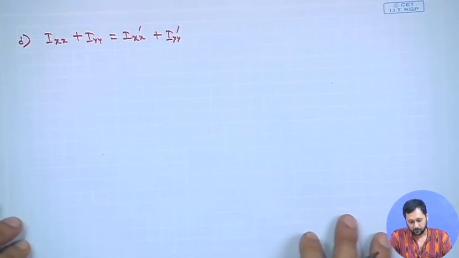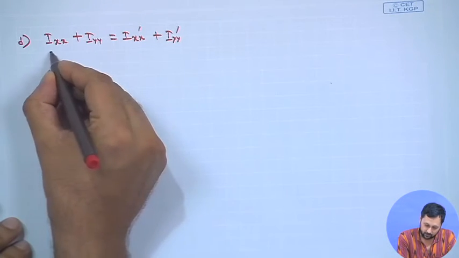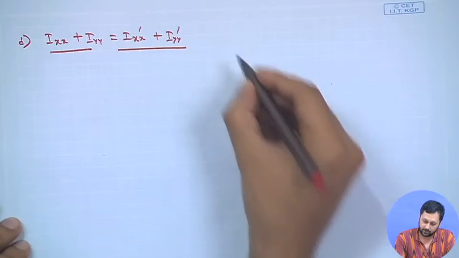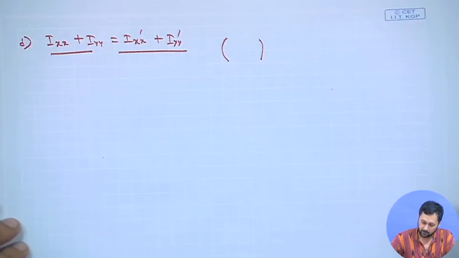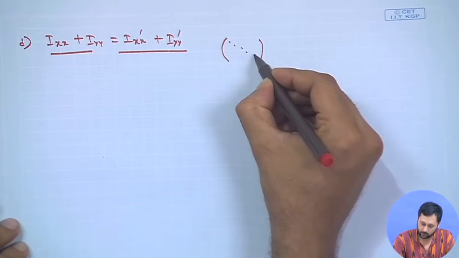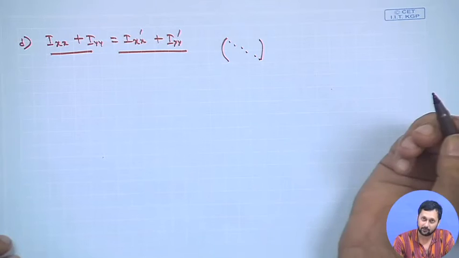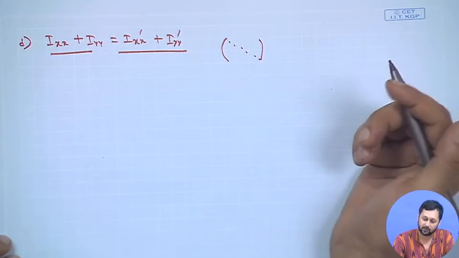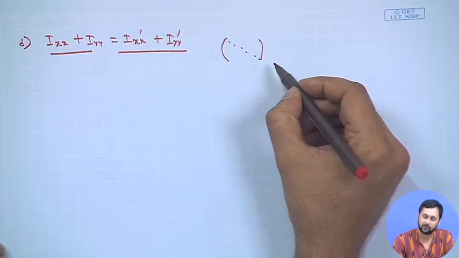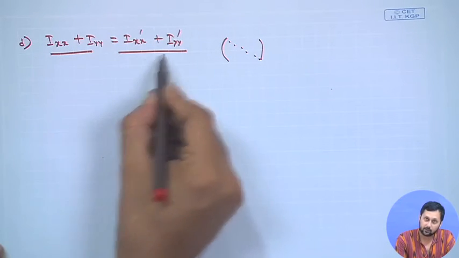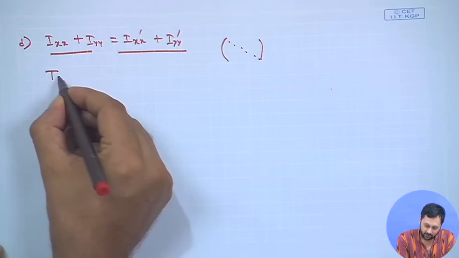Okay, this tells you that the trace, we are all familiar with the trace, right? For any tensor or any matrix, the sum of all the diagonal elements is called the trace of the matrix. For a tensor, if that matrix is representing a tensor, then the sum of all the diagonal elements is called the trace of a tensor.